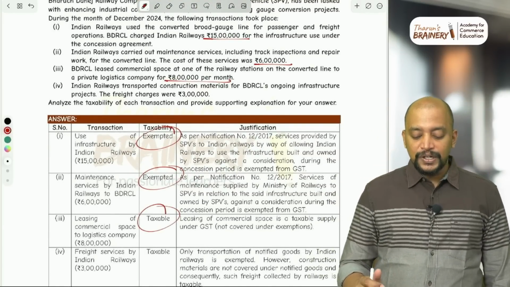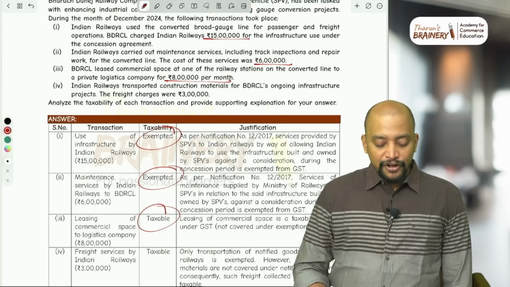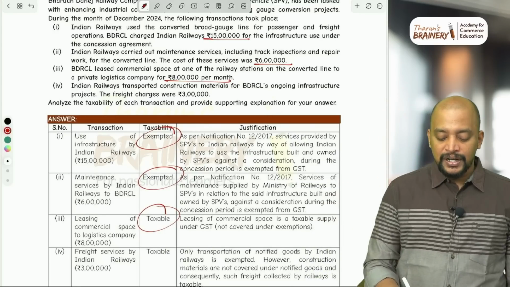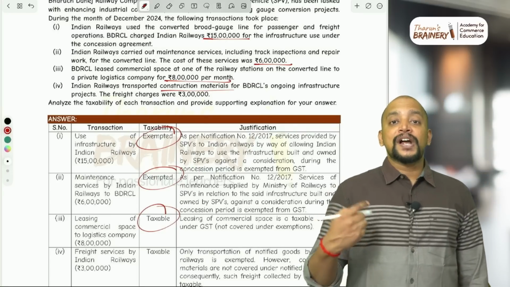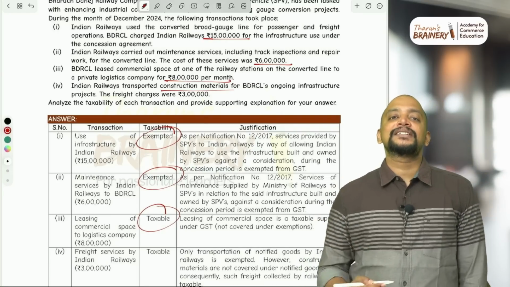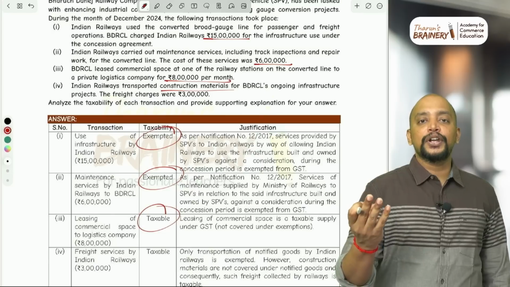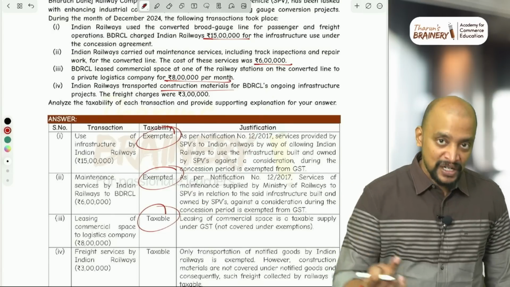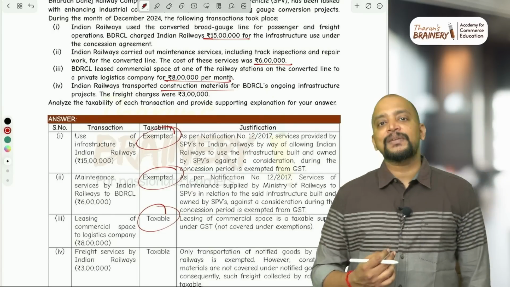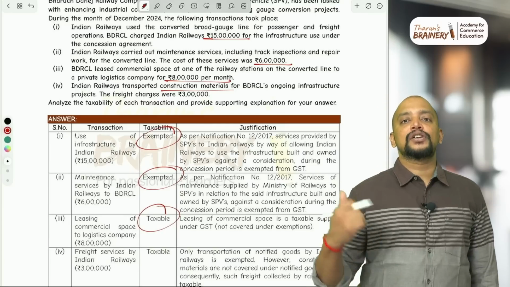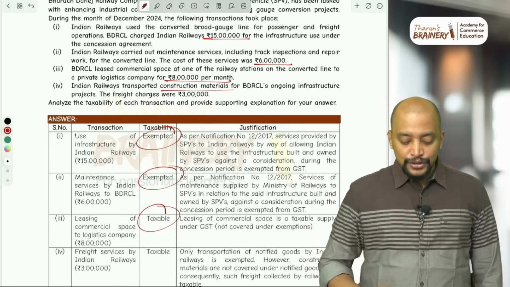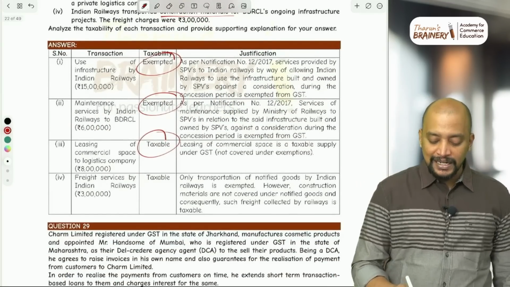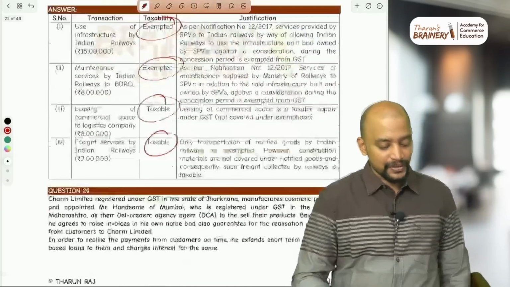Indian Railways transported construction materials for BDRCL's ongoing infrastructure. See, construction materials is not in the list of notified goods. List of notified goods transported by railways is exempted. What is that list of notified goods? So agricultural produce, food grains including flours, pulses, milk and salt, organic manure, newspapers and magazines, relief materials for natural and man-made disasters, defense and military equipment. But construction materials is not there. So due to that reason, this 3 lakhs also will be taxable. So this is the answer for this question, 28.